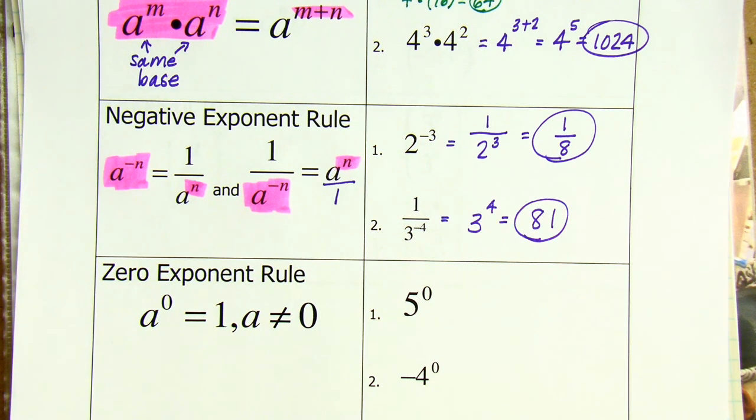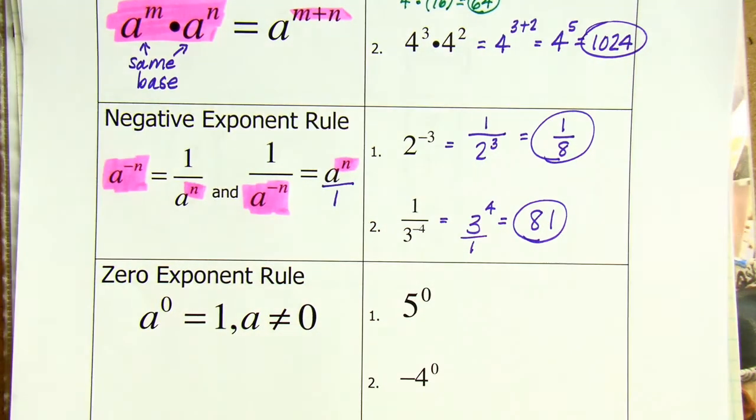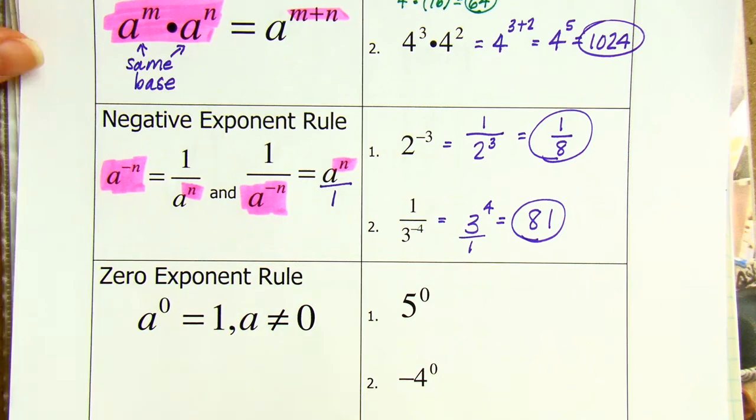Okay. So we have to take the 3 to the negative 4 power and move it up. Okay, this really is over 1. And 3 to the 4th divided by 1 is 81. The zero exponent rule.